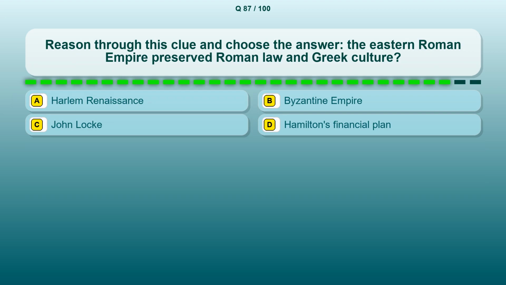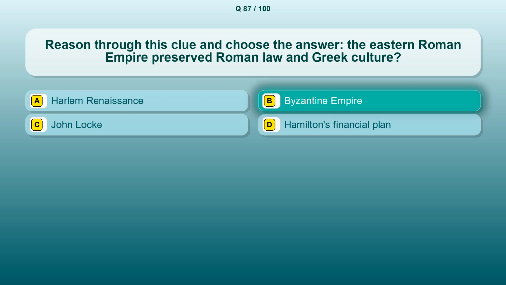Question 87. Reason through this clue and choose the answer. The Eastern Roman Empire preserved Roman law and Greek culture. Option A, Harlem Renaissance. Option B, Byzantine Empire. Option C, John Locke. Option D, Hamilton's financial plan.